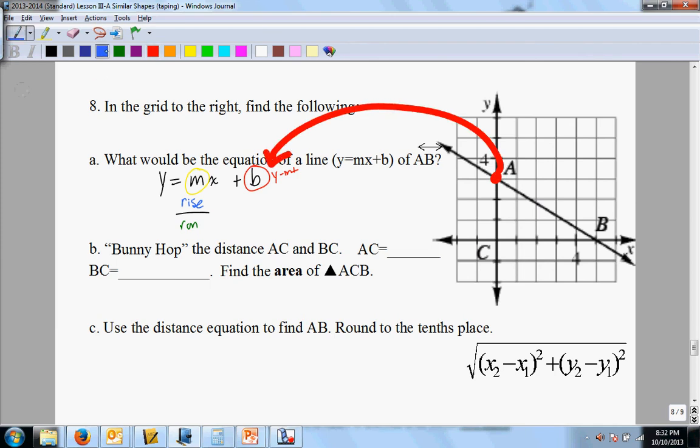And your rise, you simply bunny hop. There's your rise, and there's your run. But watch it, careful, it is a negative line. So your rise over your run needs to be negative. It is a negative slope. Use that, bunny hop that. You got your rise and the run, and you already have your intercept. Do your equation.